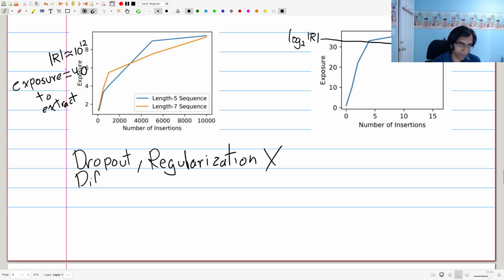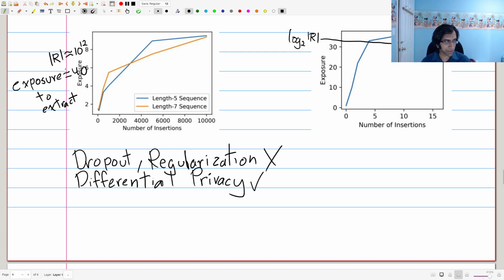They do, however, find that differential privacy, which we'll talk about two lectures from now, is essentially the only method that they were able to find which works for preventing exposure and sharing of secrets. That's a rather promising sign for differential privacy as a whole.